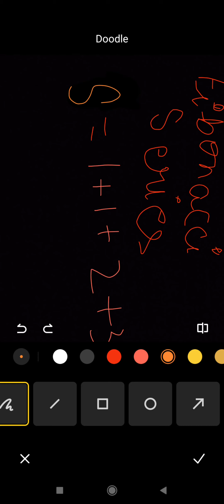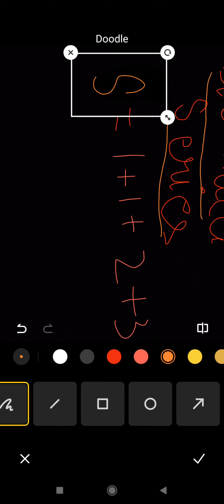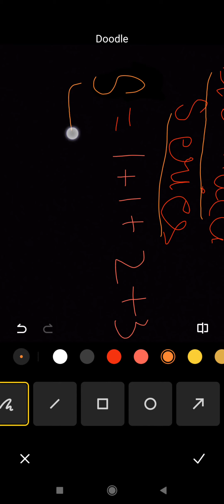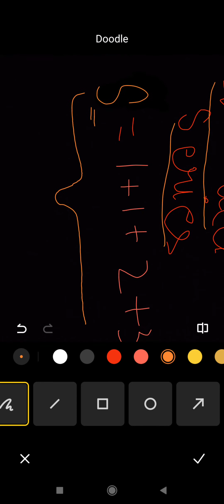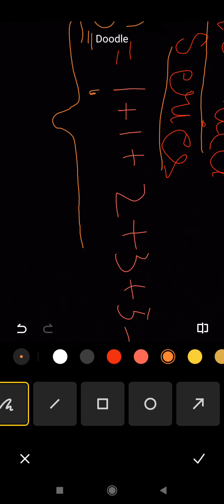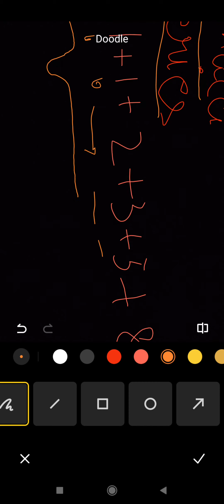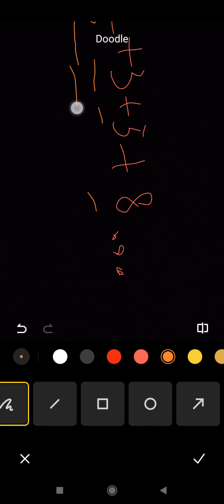This is the Fibonacci series. Fibonacci written above, and we have usually written this series as S. We have taken S for the series. So S is equal to 1 plus 2 plus 3 plus 5 plus 8 and so on, up to infinity.